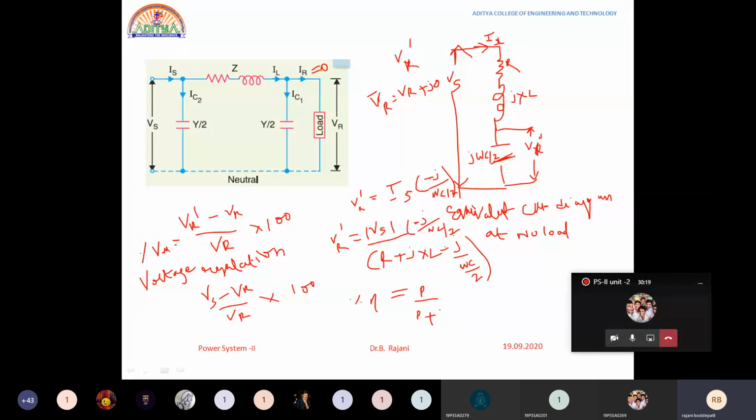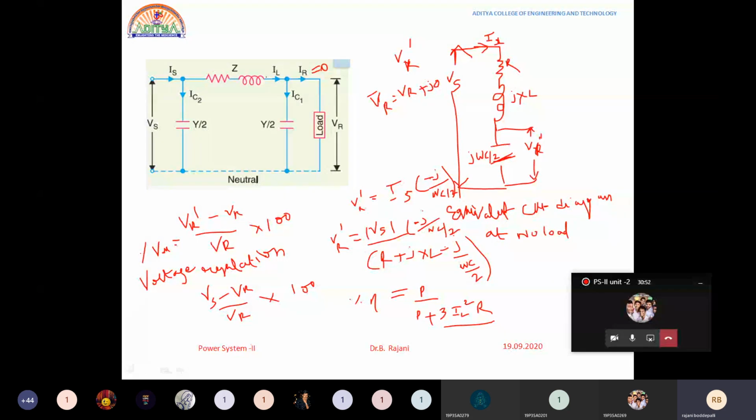What are those losses? Here, 3 into IL square R losses. Whereas in the case of the nominal T method, the losses would be 3 into IS square R by 2 plus 3 into IR square R by 2, in the case of the nominal pi method. But in this case, it would be 3 into IL square R only. Why? Because the line R and X is not divided. We have only R and XL.